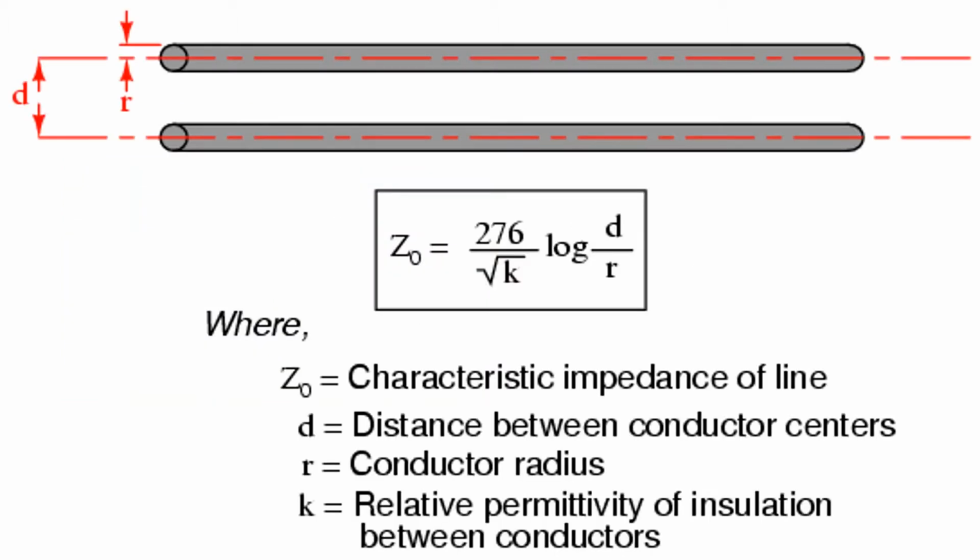This is the formula for the characteristic impedance of a balanced line, where D is the distance between the two conductor centers, R is the conductor radius, and K is the relative permittivity of the insulation between the two conductors.